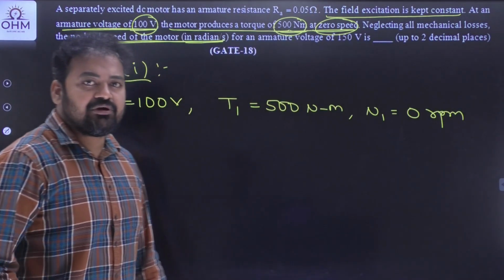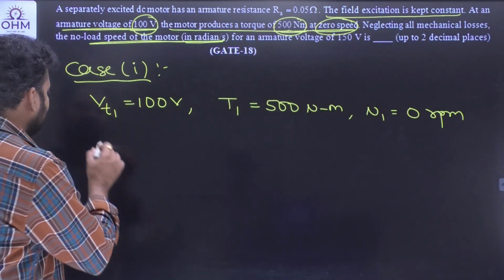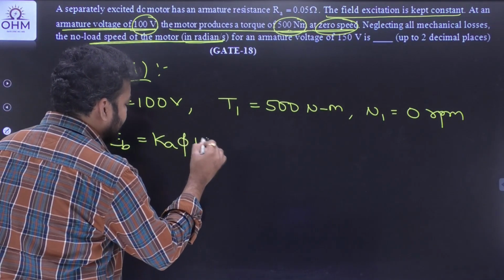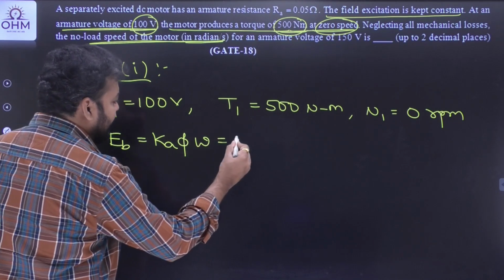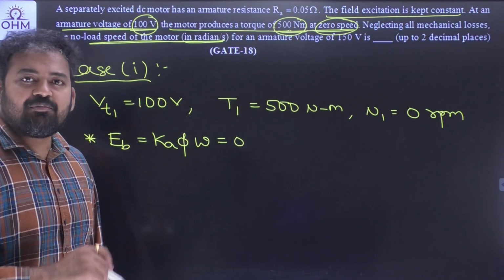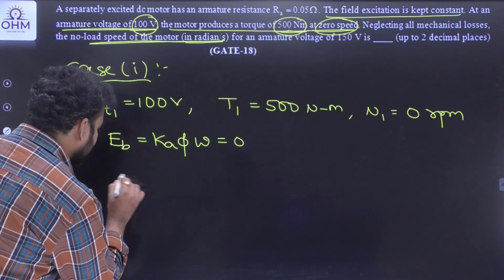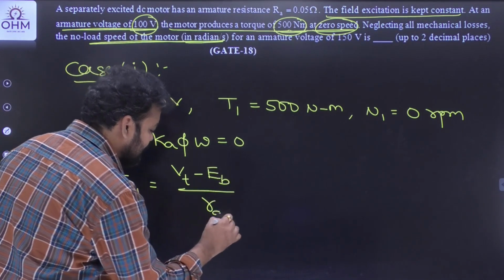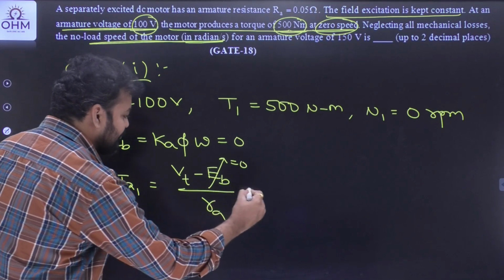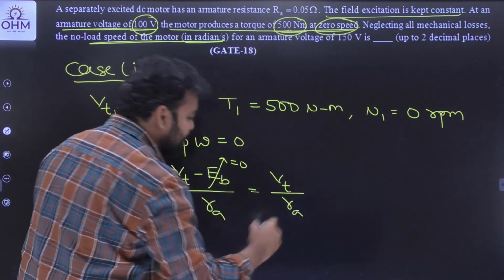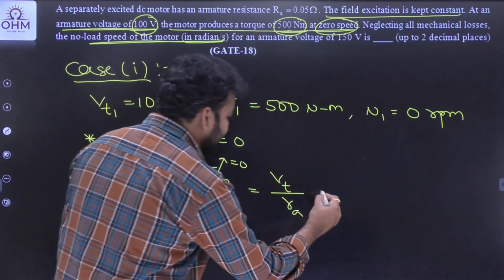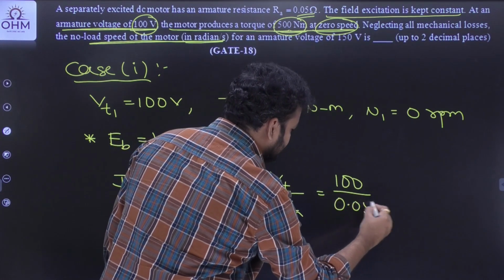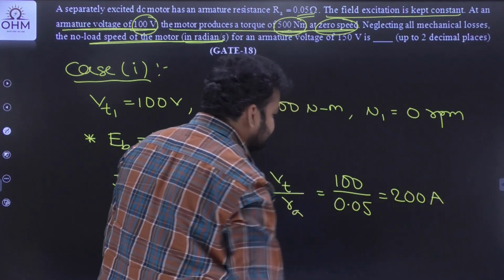If speed is equal to 0, can I say back EMF is also equal to 0? So we know that back EMF is equal to Ka phi into omega. The moment I say omega is 0, back EMF is also 0. If back EMF is 0, what is the formula for armature current? Armature current will be equal to the general formula Vt minus Eb by Ra. But here back EMF is 0, therefore it is simply Vt by Ra. What is Vt? 100. Armature resistance 0.05.